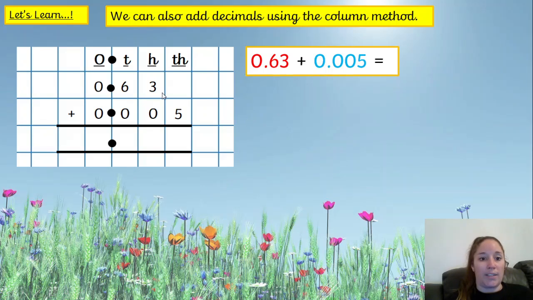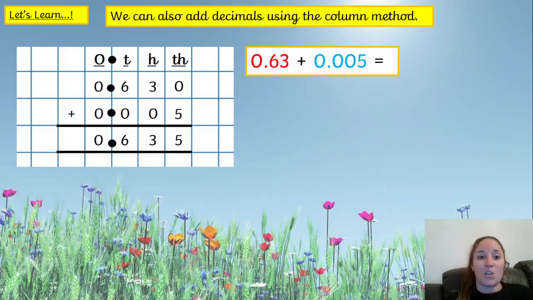Okay, so I've got 0.63, 0.005. I can add the 0 there to help me and remind me of my positioning. And then I can add them together. So 5 plus 0 is 5. 3 plus 0 is 3. 6 plus 0 is 6. And 0 plus 0 is 0. Okay, so our answer is 0.635. So it won't be 0.68 because we've got the thousandths digits this time.